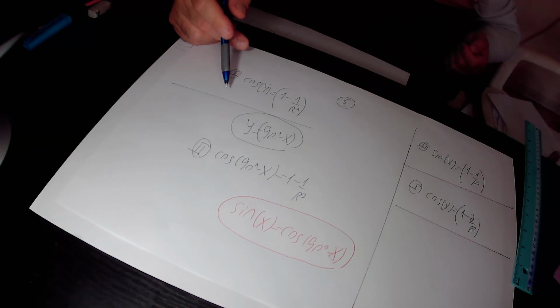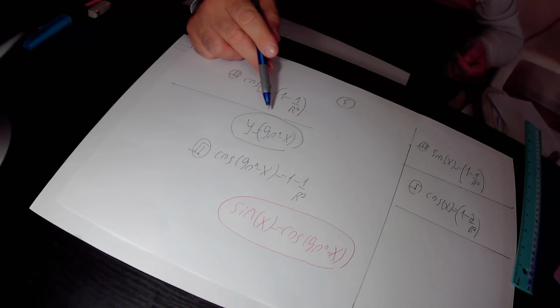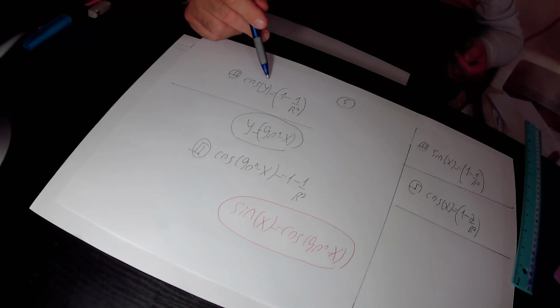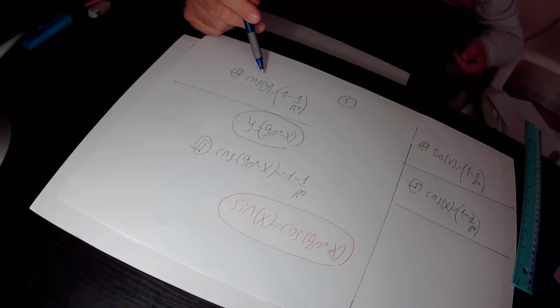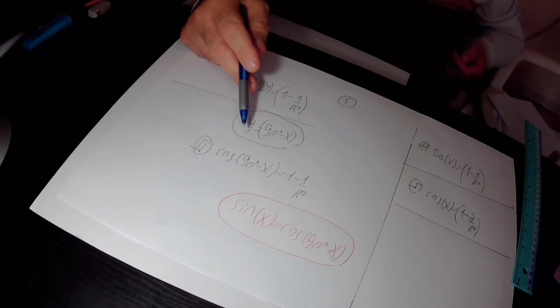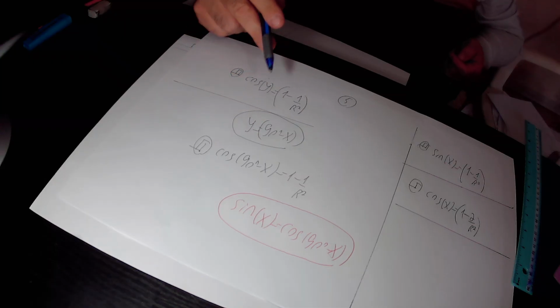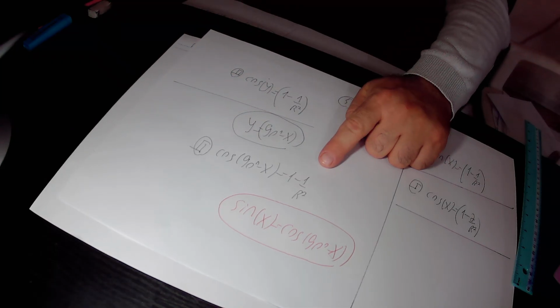We already found that y equals 90 degrees minus x. Now we can substitute y in equation 2 by 90 degrees minus x. We did it and found that cosine of 90 degrees minus x equals 1 minus 1 over r squared.